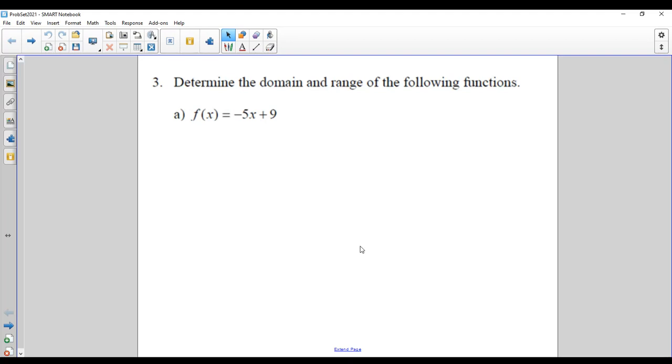The first question I'm going to be doing is question 3 from the problem set. And it says, determine the domain and range of the following functions. There is no graph. Okay? There is no graph for you to play with.